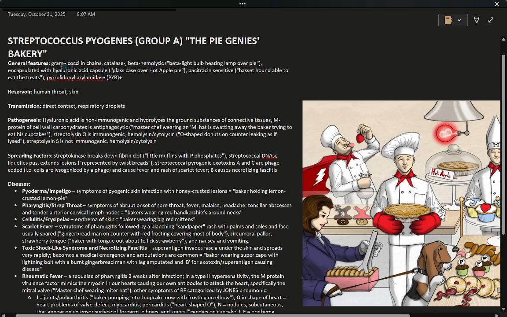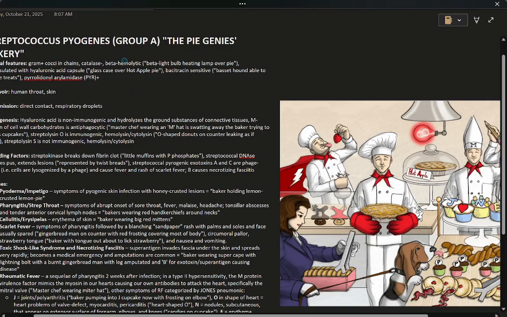So in general, the Streptococcus Pyogenes is a gram-positive cocci found in chains. It is catalase negative. It is beta hemolytic. It happens to be encapsulated with hyaluronic acid capsule, and it is bacitracin sensitive. And lastly, it is pyrrolidonyl arylamidase positive, or PYR positive.